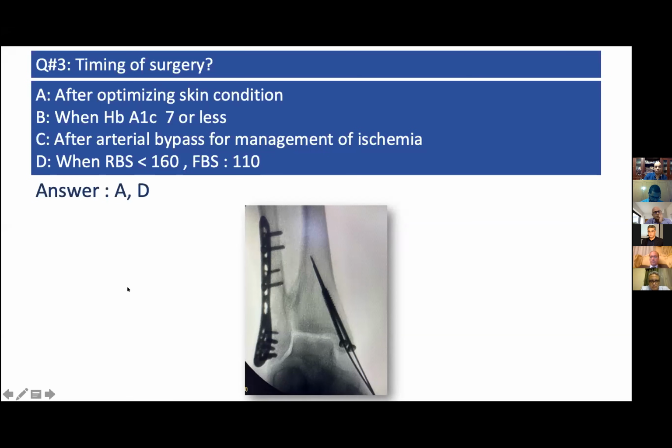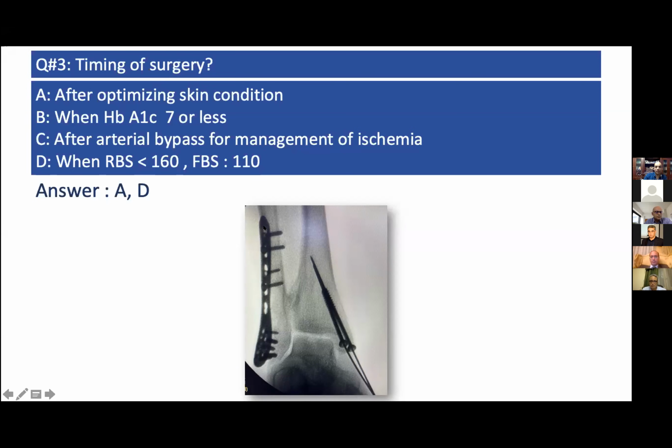So back to our slide, the timing of surgery. As the patient doesn't have serious ischemia and just mild atherosclerosis, we went for just optimizing the skin condition until the edema subsided and until controlling the random blood sugar and fasting blood sugar only. Controlling hemoglobin A1C takes a long time, and this is not appropriate for these cases. So you have just to optimize the skin.